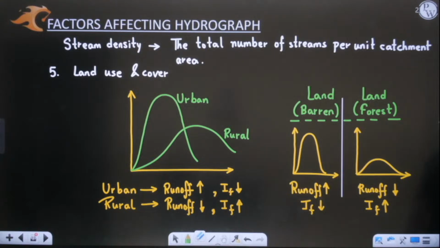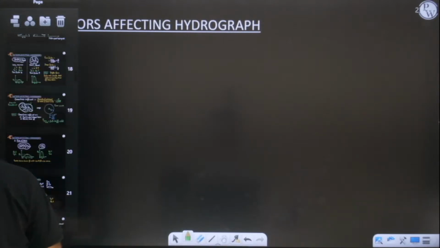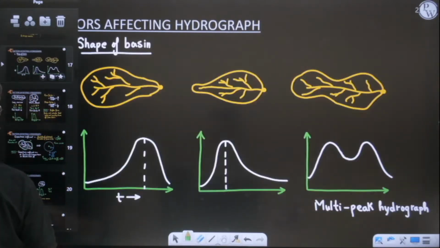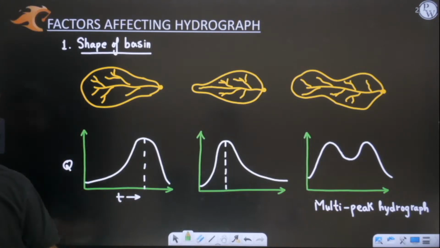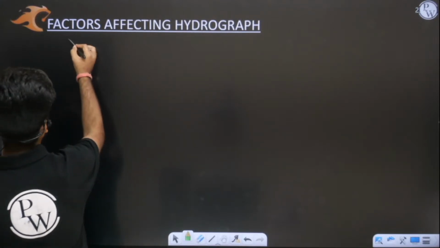Now we will discuss storm characteristics. The first one is intensity of rainfall. We have discussed till now all the catchment characteristics. Now we will discuss storm characteristics. Let me write B point here.